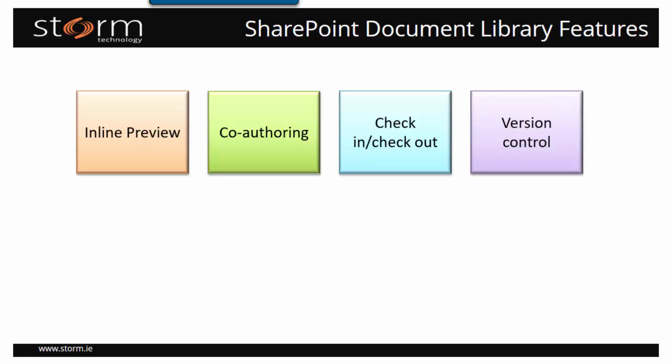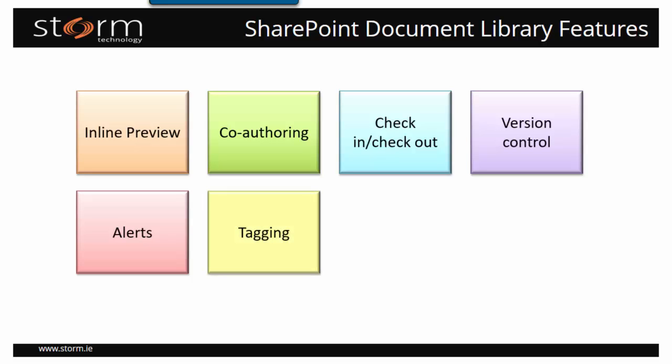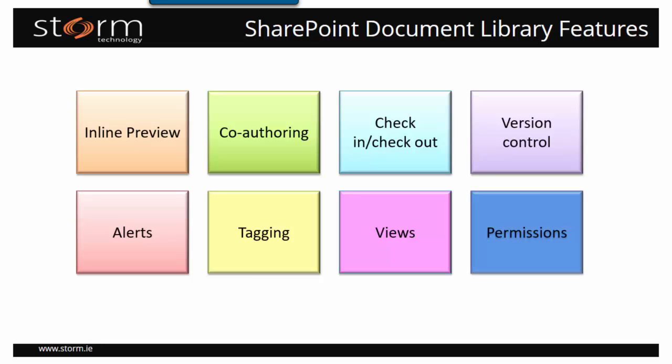There's a feature called version control, which allows you to store all versions of one document in one place, and you can go back through those versions if you want to see a previous one. You can compare versions with one another, and you can even take an old version and restore it as the current one. You can set alerts on documents so that you receive an email notification if anybody else makes a change. You can tag documents with keywords, making them easy to find. There are views in the document library and you can customize them to display more or less fields. And SharePoint permissions determine who has access to the documentation.